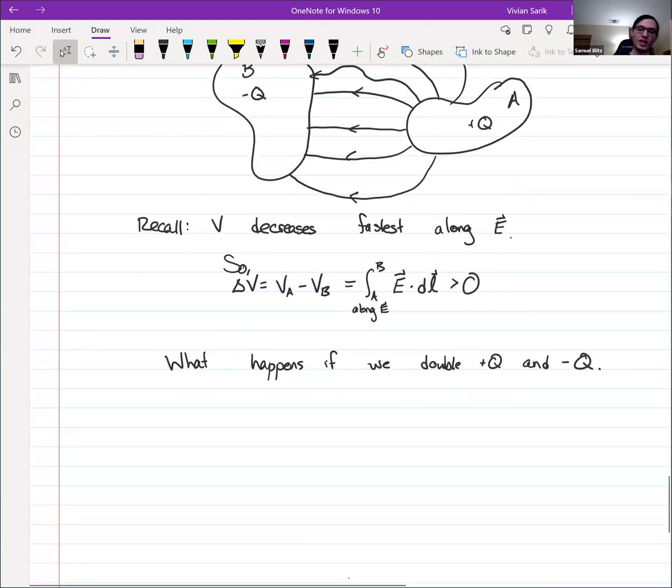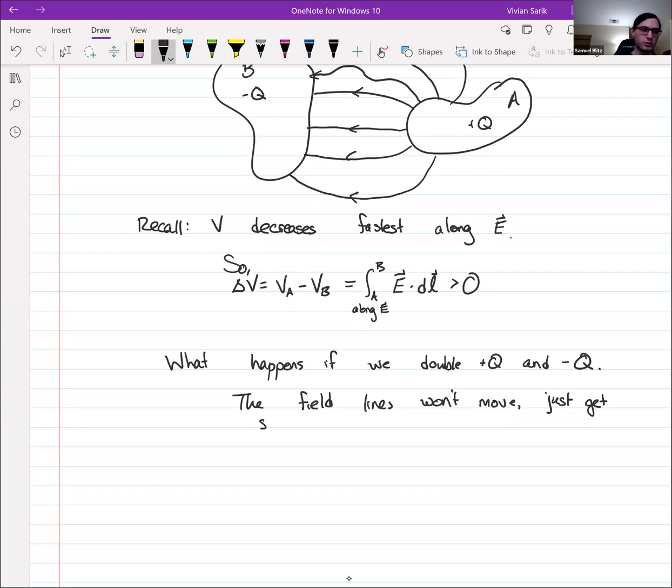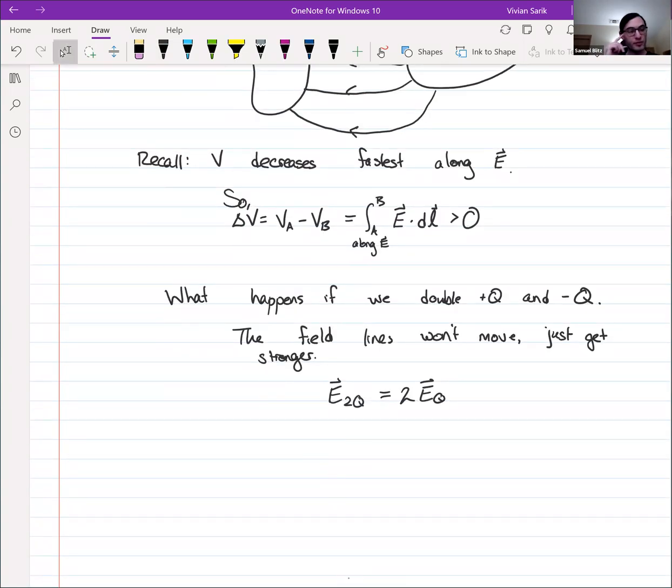So if we double the charge, the field lines won't move. They just get stronger. And so what that entails is that the electric field, when we have 2Q on either of the conductors, should just be twice the magnitude of the electric field from one of those charges. And with that result, we can actually go back and see how the electric potential changes. The potential difference has to double, in fact.